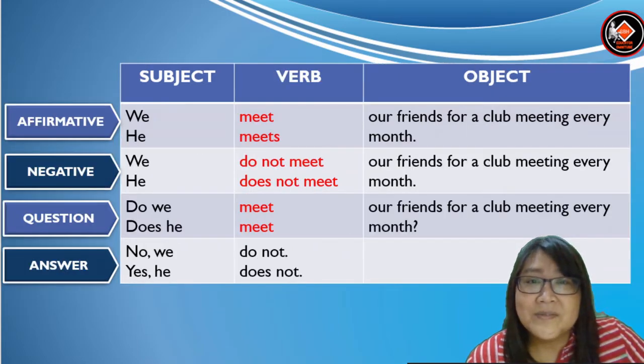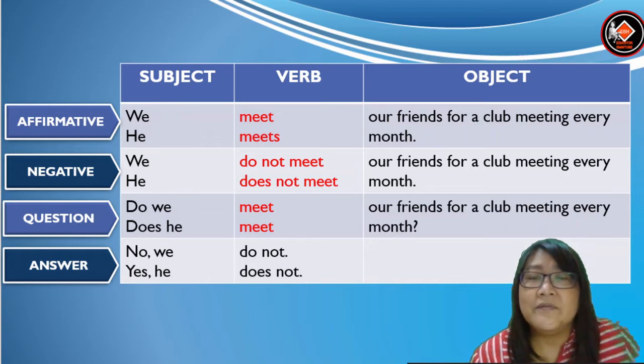Let's look at more examples here. So for affirmative, we can say we meet our friends for a club meeting every month. Then for he, you can say he meets our friends for a club meeting every month. Then for negative, you can write we do not meet our friends for a club meeting every month. Or he does not meet our friends for a club meeting every month. For question, do we meet our friends for a club meeting every month? Or does he meet our friends for a club meeting every month? And the answer, no, we do not. Yes, he does. Or you can say no, he does not.